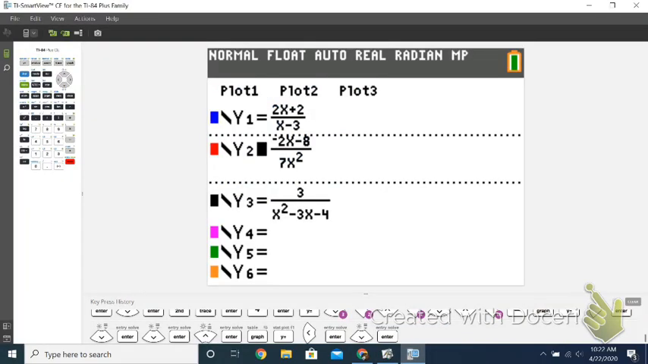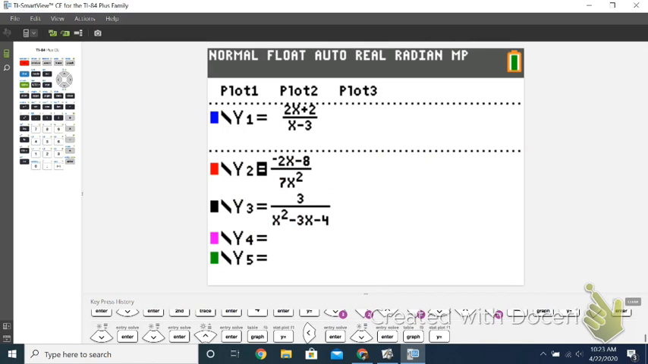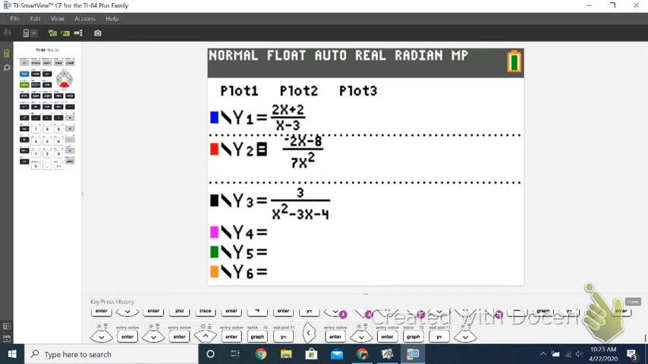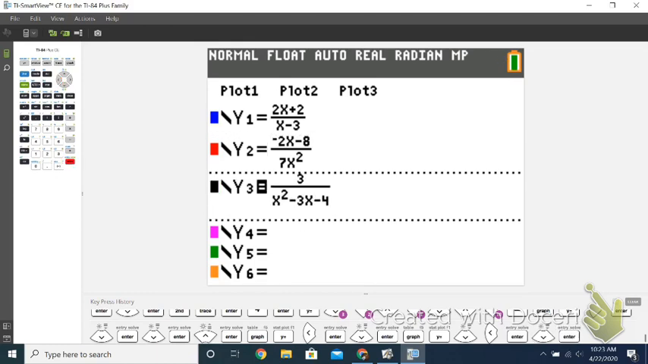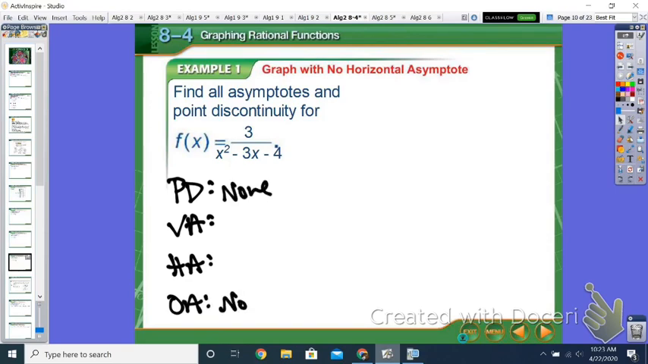And if I check out the graph here, yeah, so both of those are basically hugging the two axes, the x-axis and the y-axis. So that kind of makes sense. And let's get the third one loaded up. Okay. All right, same thing. PD, VA, HA, OA. None and none for now.